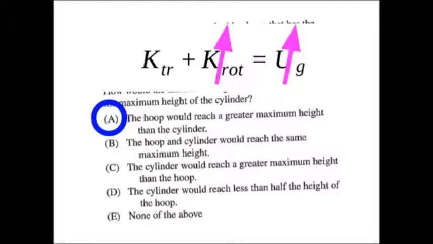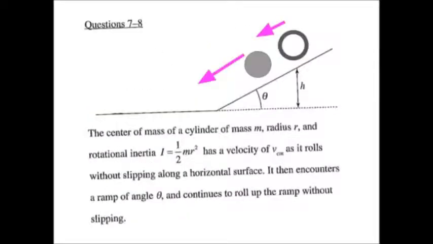Most people said C, which is the opposite of what's true. If the rotational kinetic energy increases, the gravitational potential, the height will increase. We kind of did this backwards in class. We did this where we let both of them go from the same height, and the cylinder is faster and the hoop was slower.